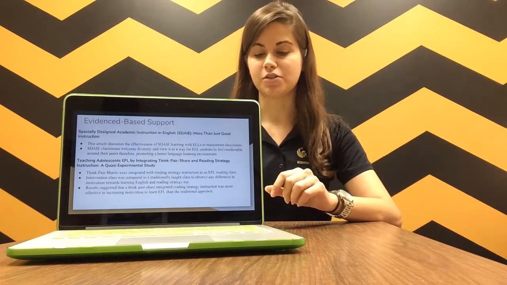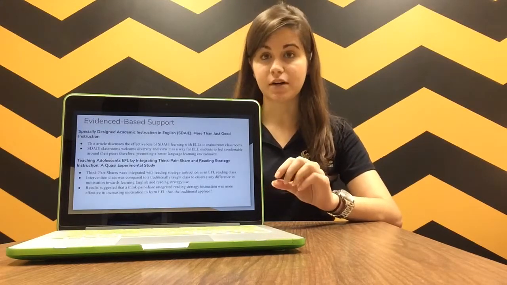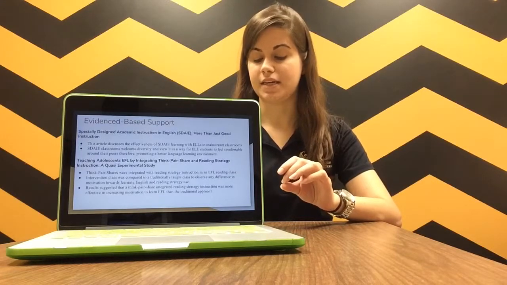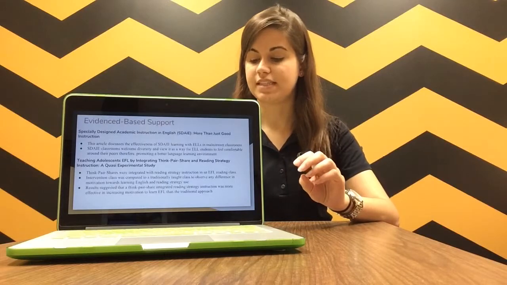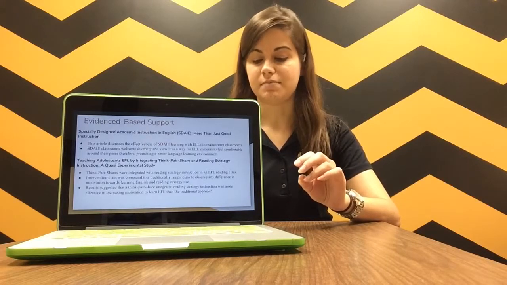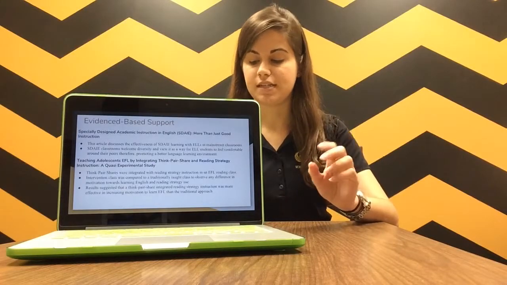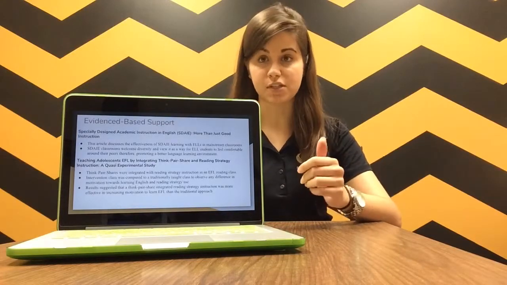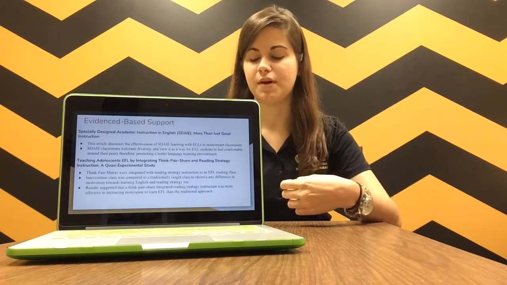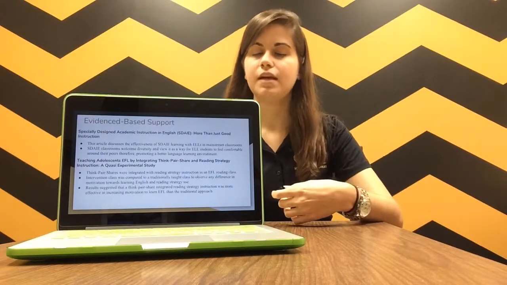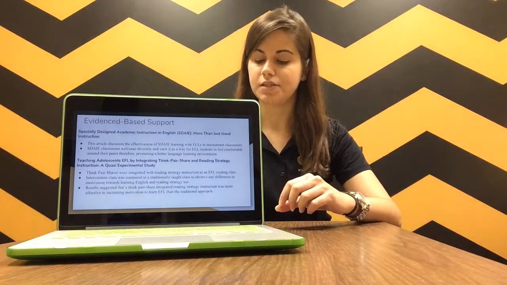We found 2 articles to support the use of SDAIE and bridging. The first EBP article we found was SDAIE, More Than Just Good Instruction. This article discusses the effectiveness of SDAIE learning with ELLs in mainstream classrooms. It identifies 8 components that Kristen identified earlier, such as connecting to previous learning and the use of visuals and manipulatives with ELLs that can promote a better language learning environment. If implemented properly, this approach can improve both social and academic skills.